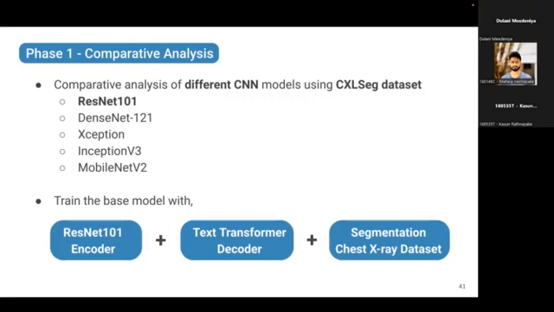So in the first phase, what we have done is we did a comparative analysis between these CNN models to find the best feature extractor for our model. Out of these CNN models, we were able to find out that ResNet 101 performs better than the other CNN models for our task. So we used it with segmented images to implement the explainability and report generation model with the help of transformer decoder. For the segmented images, we have used our CXL dataset that Kasun mentioned earlier.